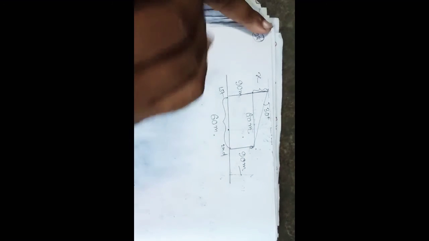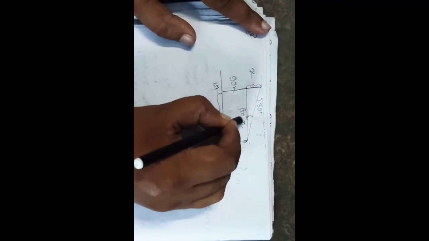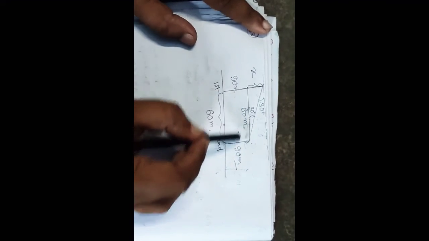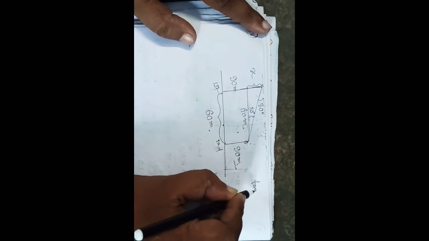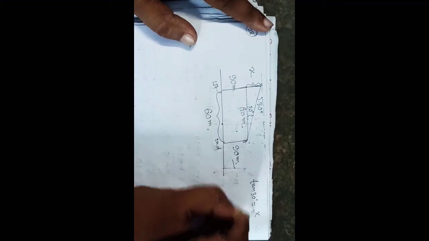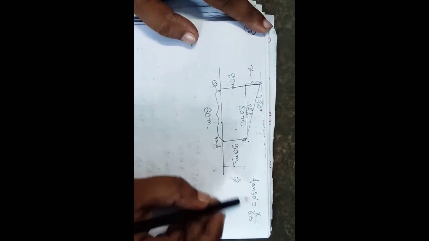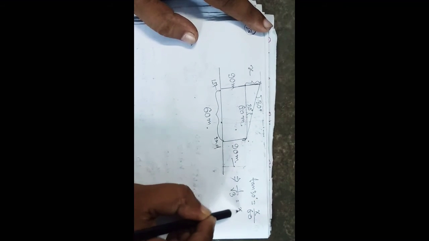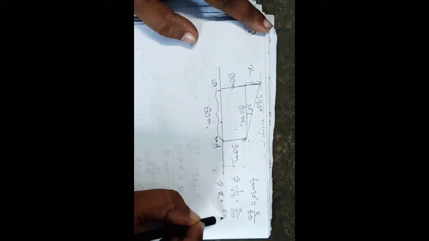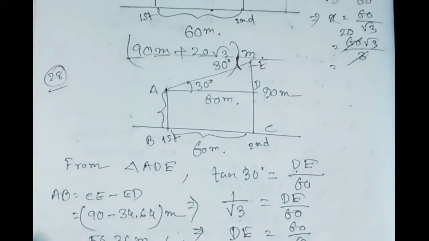If we take this height as x, this angle is 30, so this angle is also 30 degrees, since these are parallel lines and this is the transversal. So tan 30 degrees is equal to x by 60. Now tan 30 means 1 by root 3 is equal to x by 60. So x is equal to 60 by root 3. Next come to question number 28.